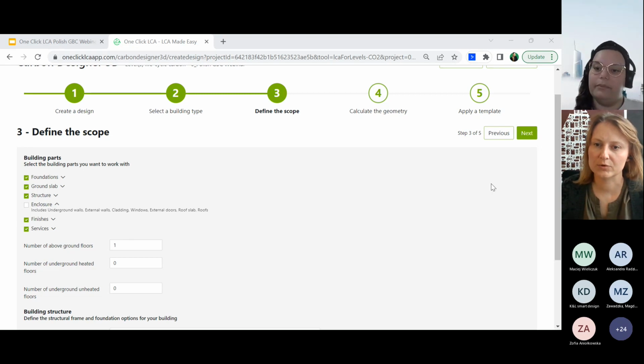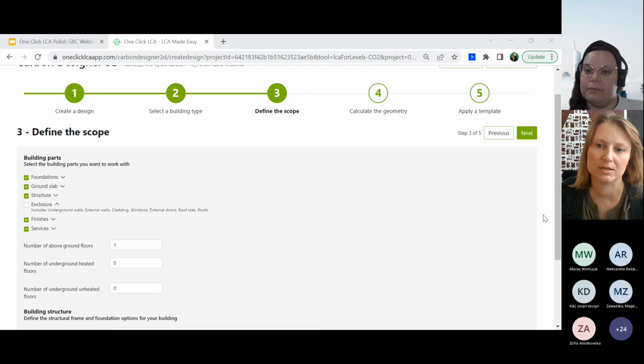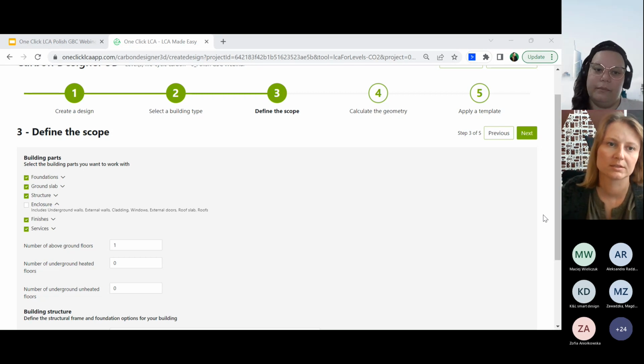Okay, the next question is from Noemi. What is the source for the threshold values in LCA checker? For example, year, country. Are those representative of the building type in a certain country?